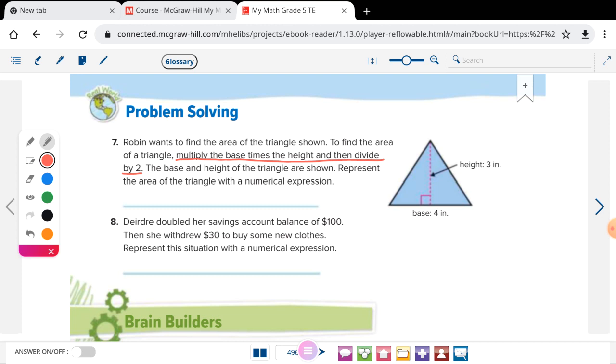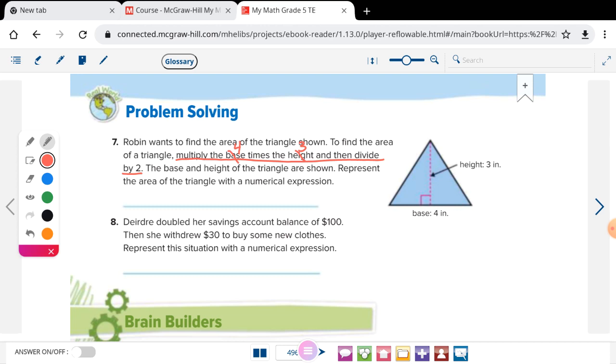Brady, how can I figure out my base? It doesn't say it in the words. Where do I have to look? Yeah, I have to look at the picture. What is my base? 4. So I'm going to mark out the word base in my problem and put in a 4. What else do I have to pick out from my picture, Finley? The height is what? 3. So now I'm going to reread that. It says multiply 4 times 3 and then divide by 2. Dominic, what does that look like in numbers?